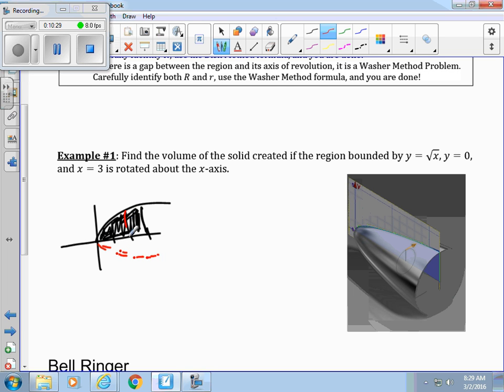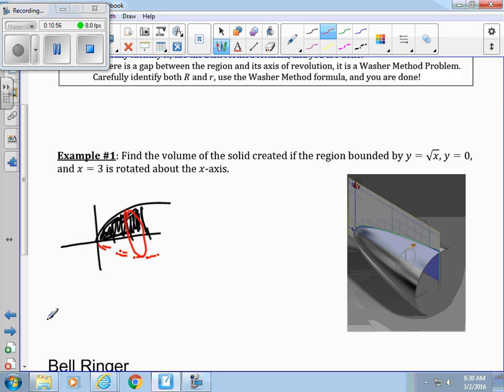Again, you do not have to be an artist. You just have to get the gist of where the circle is. I promise you I am not an artist. Here is an artist picture of what this looks like. It's kind of hard to see with the lights on. So you're getting a solid.